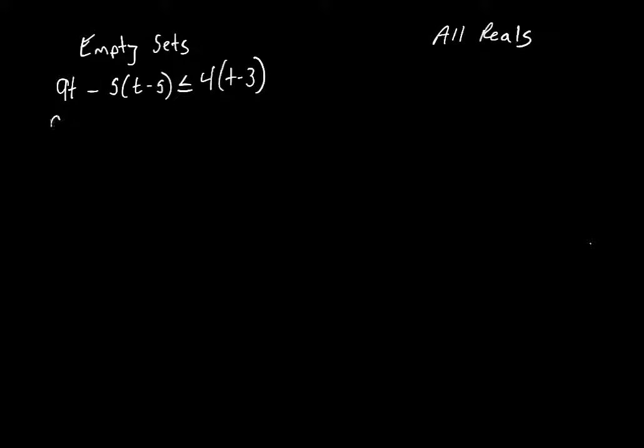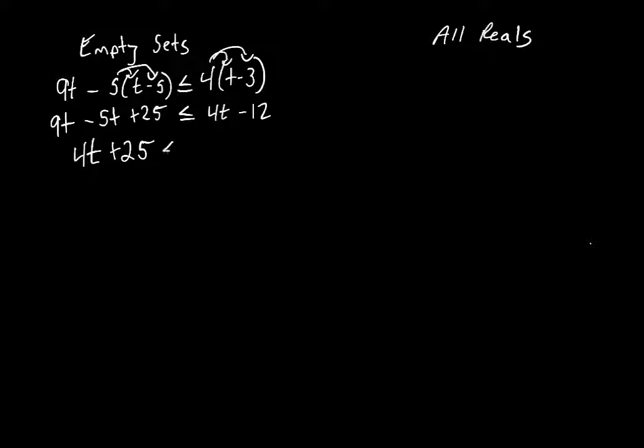Let's distribute. I have 9t. Negative 5 times t is just negative 5t. Negative 5 times a negative 5 is a positive 25. Then I have 4 times t is 4t, and 4 times a negative 3 is a negative 12. On my left-hand side, I have 9t minus 5t, which would give me 4t plus 25 is less than or equal to 4t minus 12.